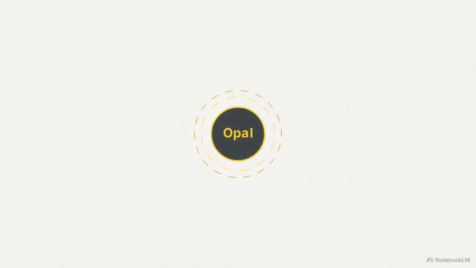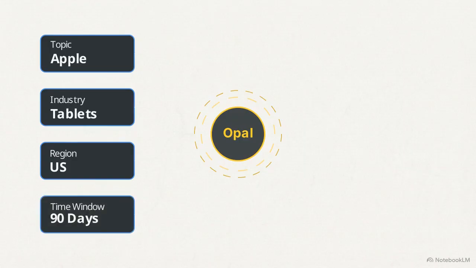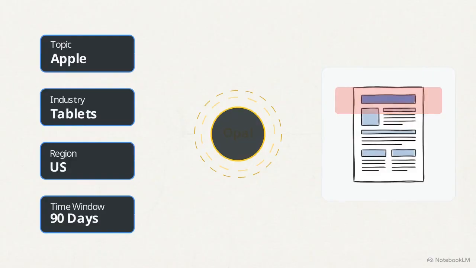Instead of doing the same manual research over and over, you create a workflow. You just define the topic, industry, region, and time window you want to investigate. Once you enter those details, the system automatically hunts down recent data and organizes it into a formatted executive briefing. It highlights market signals, competitor moves, and specific risks you should know about.